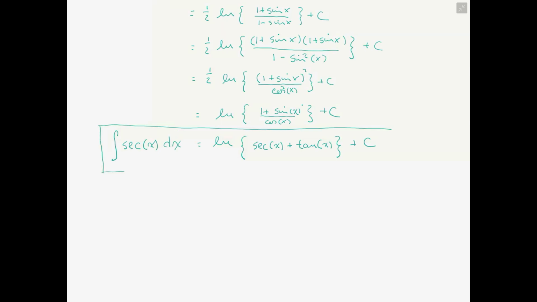But you can see that was quite involved. You could see that there were many steps and 2 substitutions to get this result, but it was a straightforward integration, albeit a little bit more involved than what we've seen up to now.